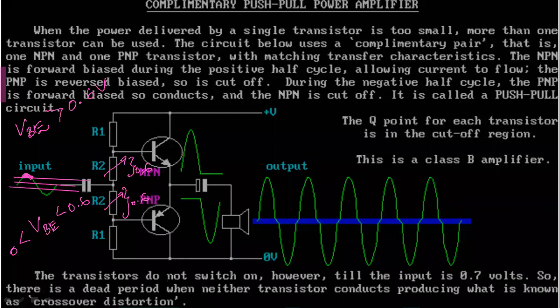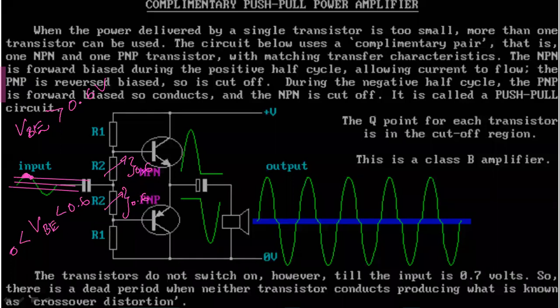You can see that until you increase your voltage to around 0.6 or 0.7, IB, IC, IE remain 0. Once you exceed that amount, you can experience that there's considerable current flow through the transistor. Until that 0.7, you are not getting output. That period we define as the crossover distortion area.